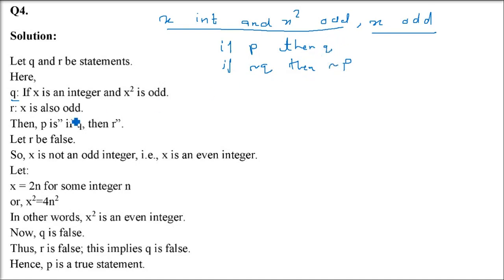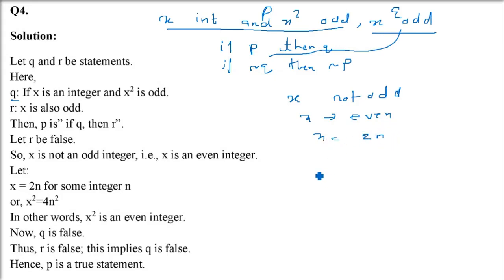If P, then Q. So let us say that R be false. That is, X is not odd. We assume X is not odd, because the statement says X is also odd. So X is even, so it has to be 2n, some number multiplied by 2. Now just square it. X square equals 4n square. We can write it as 2 into 2n square, so 2 into k you can assume. So X square is coming as even.